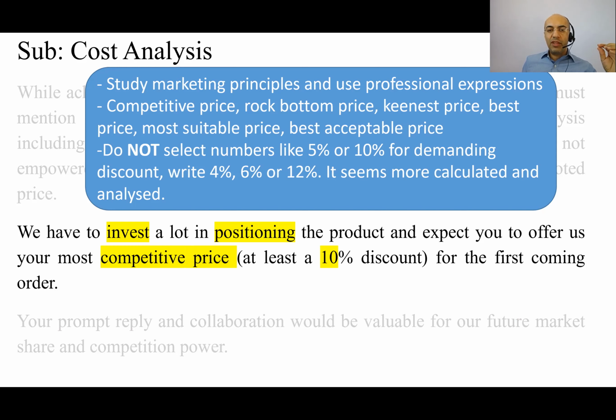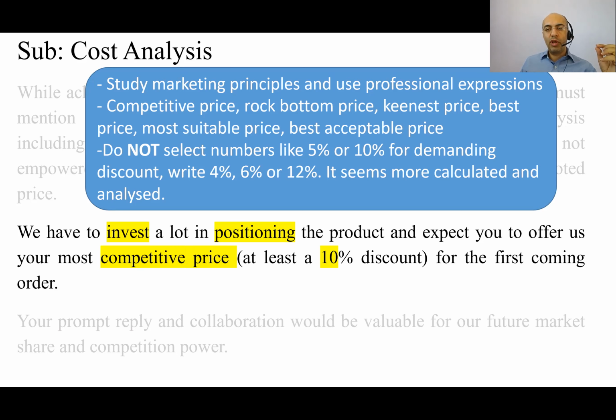I suggest that you study marketing principles. Positioning is a step in marketing or in a strategic marketing. At first we have market research, then we have segmentation, targeting, positioning. After that, you have 4P or 7P: price, place, promotion, and product. And then you implement your decisions. And after implementation, you have control. This is a very short process of marketing.